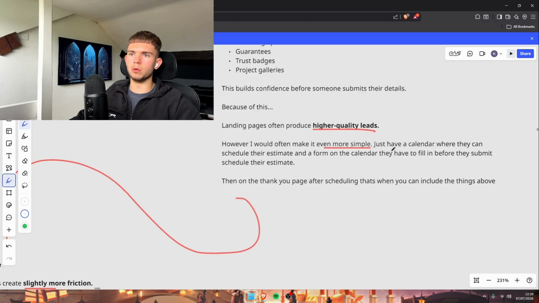make it even more simple. Just have a calendar where they can schedule their estimate, and a form on the calendar they have to fill in before they submit and schedule their estimate. Then on the thank you page after scheduling, that's when you include the things above.